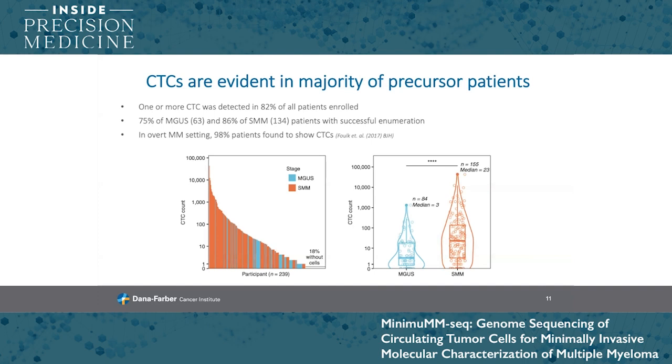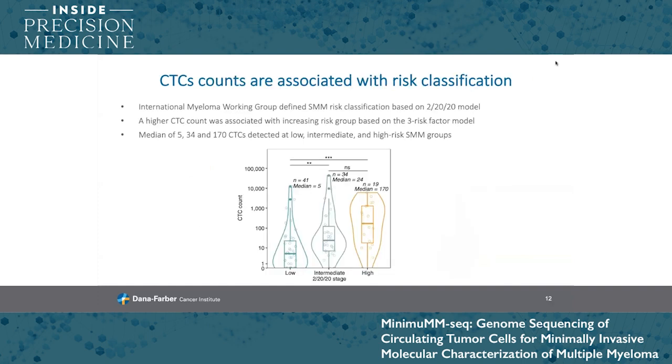A previous study using the same enrichment technology, but in the overt myeloma setting, has shown that 98% of myeloma patients are found to show CTCs in the peripheral blood. A proportion of smoldering myeloma patients collected also had bone marrow biopsy and results available to perform risk classification using the International Myeloma Working Group 2020 model.